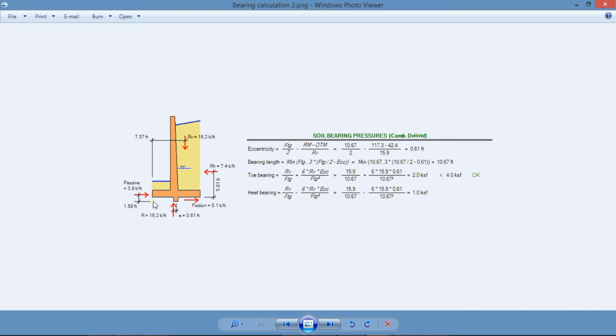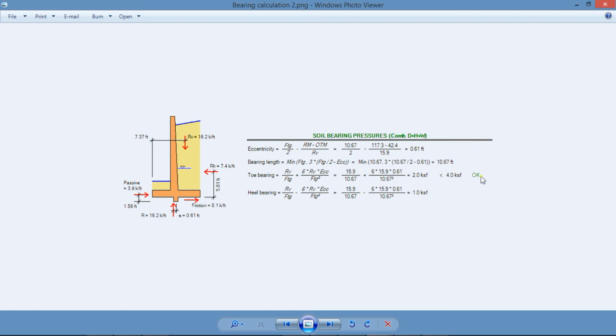The maximum bearing pressure occurs at the end of the toe. So the toe bearing is calculated by this formula with a plus sign. So the final bearing pressure is 2 KSF. If we assume that the allowable pressure is 4 KSF, then we can say that the calculation is acceptable. At the other end, at the end of the heel, the calculation is similar but with a minus sign. So the minimum bearing pressure is 1 KSF. So 2 KSF at this end and 1 KSF on the other end. So both are less than the allowable bearing pressure and is acceptable.